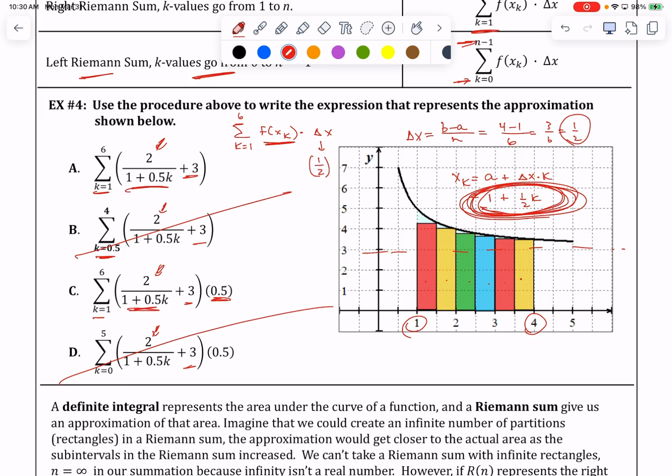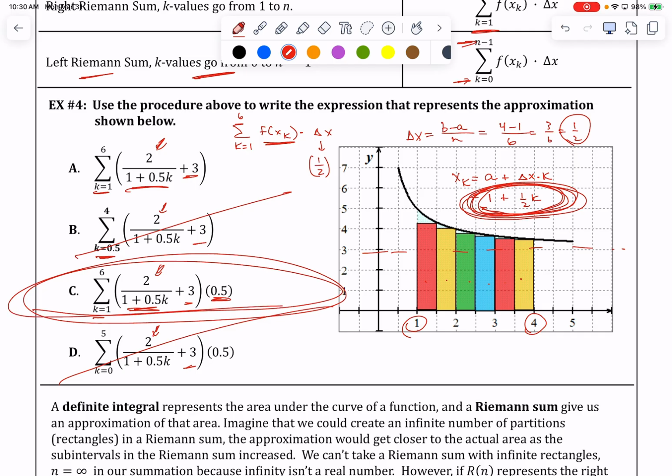So the answer has to be what? Because they forgot to multiply by the what? They forgot to multiply by the width. You have to have height times width. They only have, in part A, they only have the height. Just doing the summation of the height doesn't find the area of the Riemann sum. You have to have height times width.